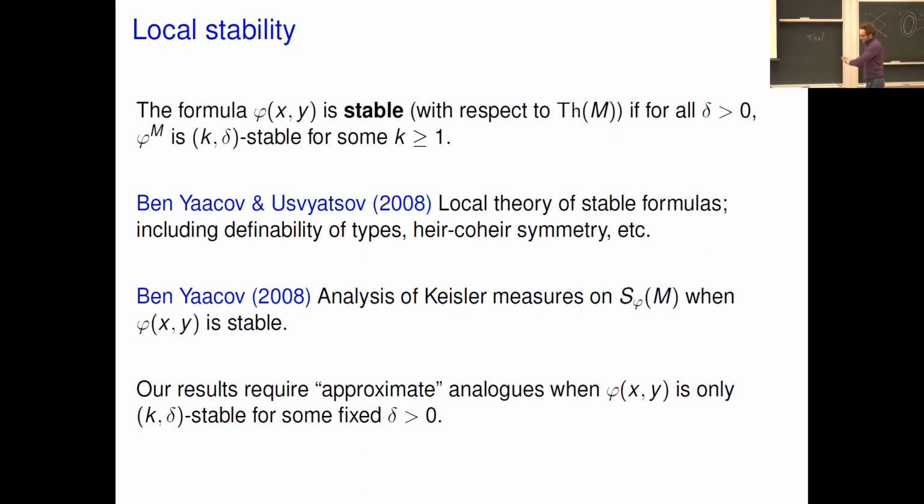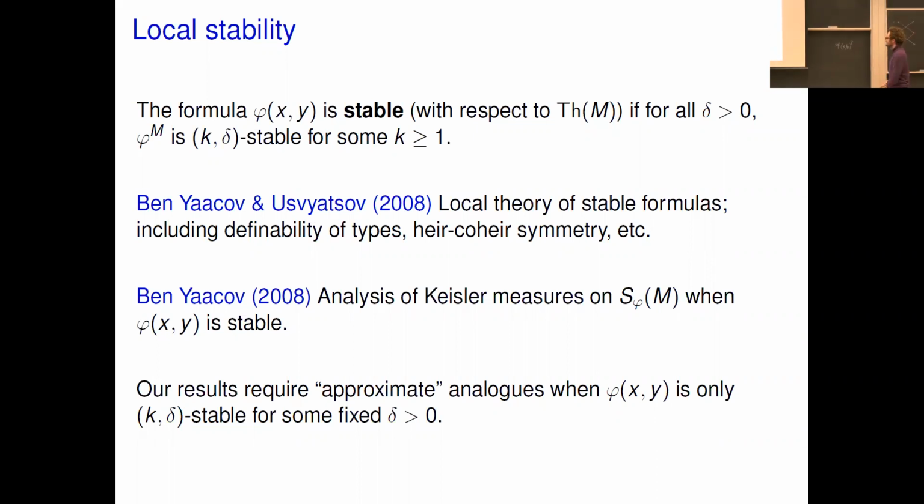So there's a lot of existing work on this, but to get the theorem that we wanted, we needed to rework some of this to get more approximate analogs, where instead of assuming that your formula is k delta stable for all delta, it's just k delta stable for a fixed delta. So it's not fully stable in the sense of continuous logic, which separates it from the existing literature a little bit. Okay, so we had to work through some things like that.